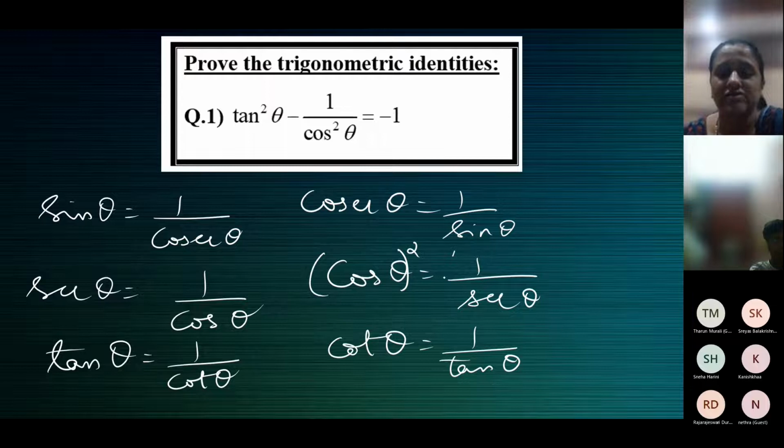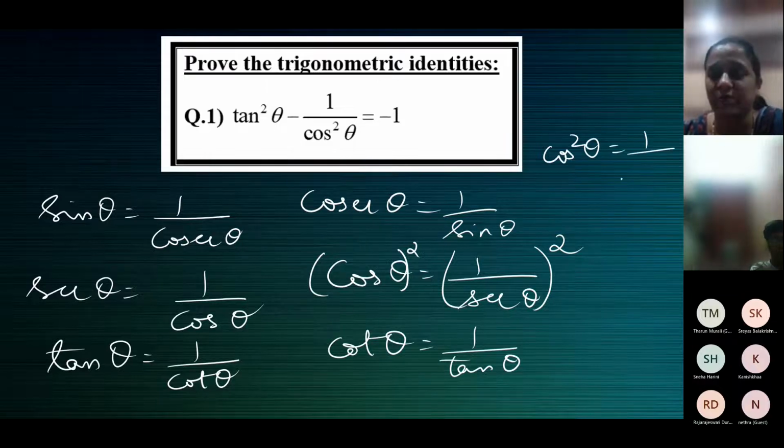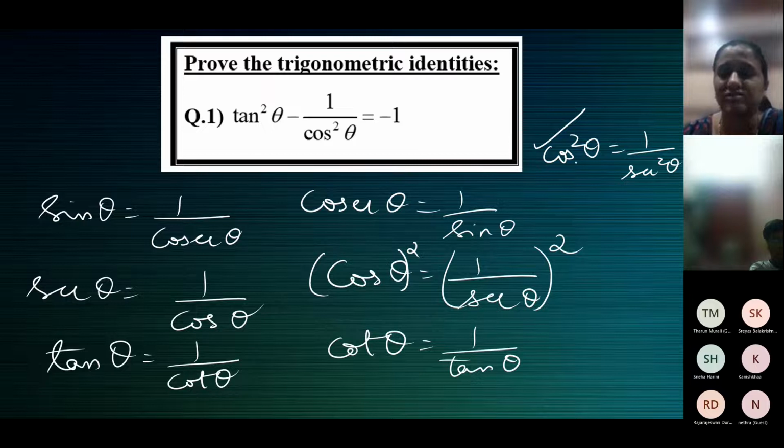So now when you square, like say you square this one on both sides, cos theta the whole square is equal to 1 by secant theta the whole square. That means cos square theta is equal to 1 by secant square theta. When you square this on both the sides, that's what you get.